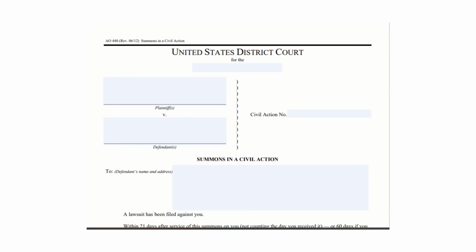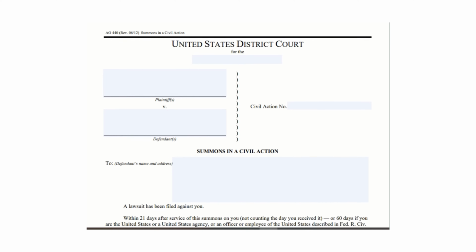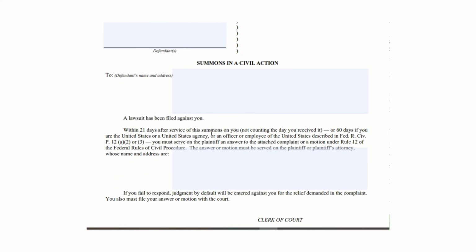This is the summons form that the plaintiff completes and sends to the defendant, notifying the defendant that he or she has been sued. It's pretty self-explanatory and easy to follow. The caption information, you take that from your complaint. It's going to remain the same, remember? In this blue box here, this is going to go to the defendant, include the defendant's name and address. And you can read this information.